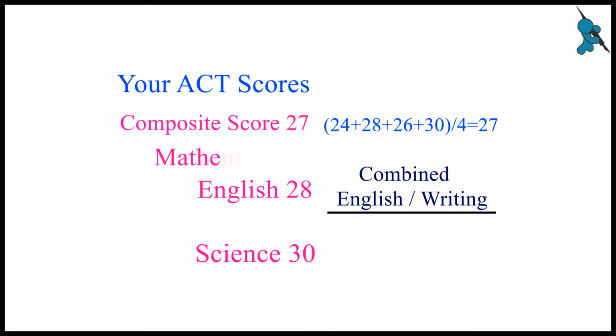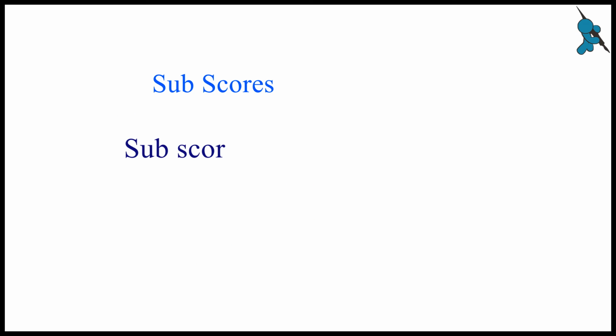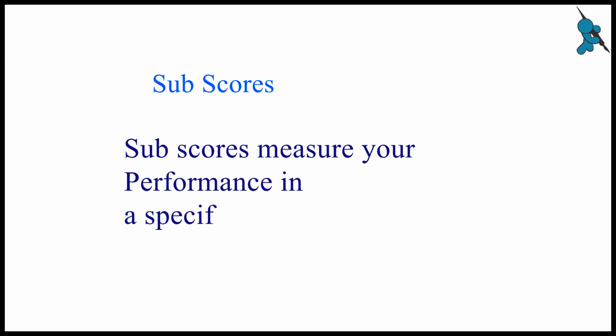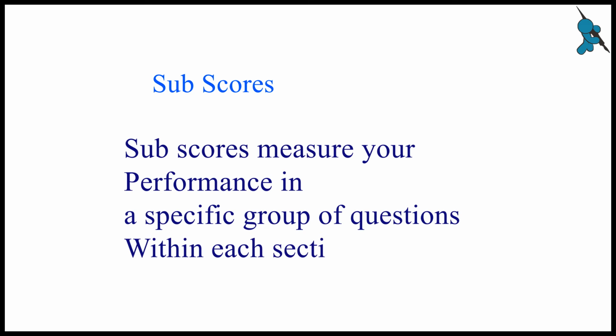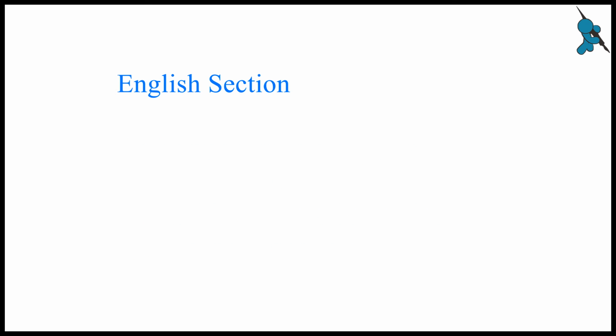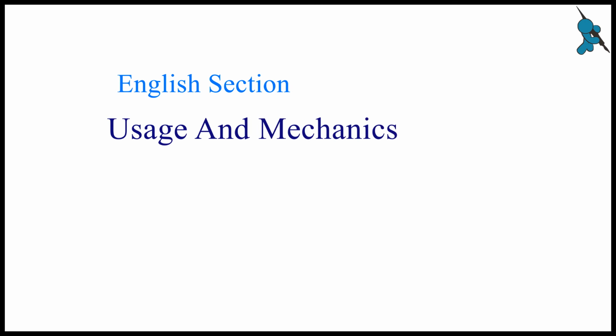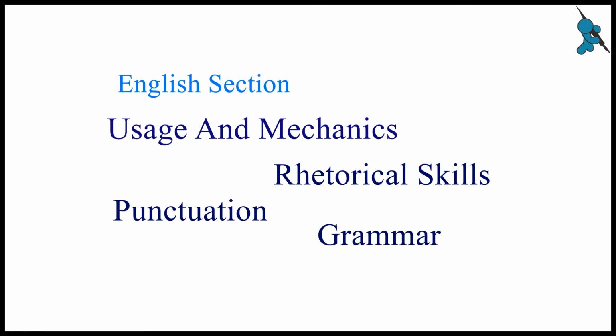For the English, math, and reading tests, you will also get 2 or 3 subscores. Subscores measure your performance in a specific group of questions within each section. For example, in the English test, you will get a subscore for usage and mechanics and another subscore for rhetorical skills. Questions on usage and mechanics are the more nuts and bolts type questions about things like punctuation and pure grammar, while rhetorical skills questions are more about effective word choice and organization.